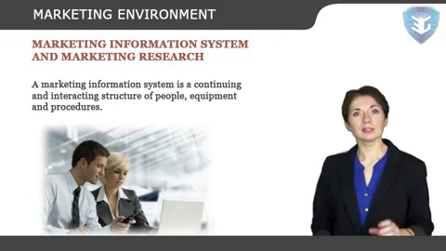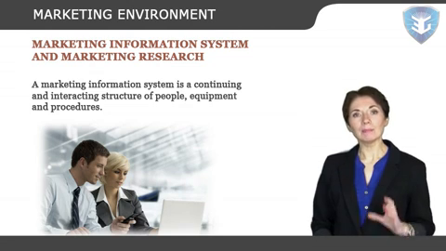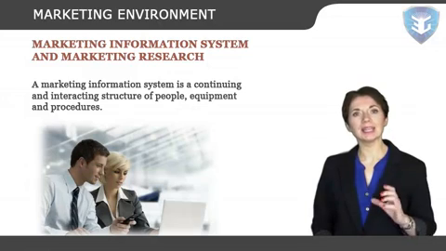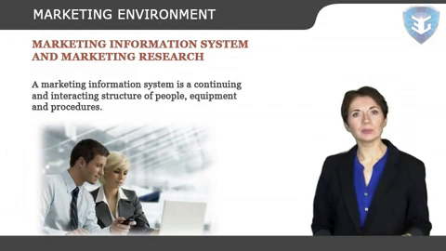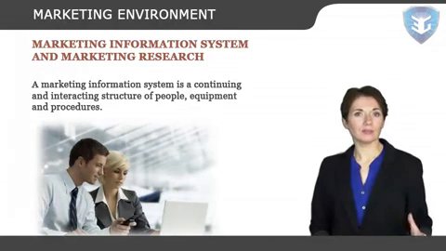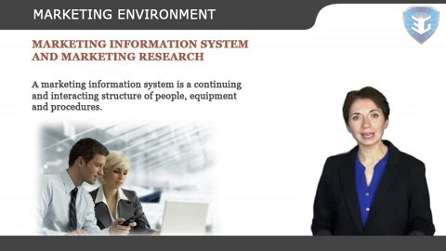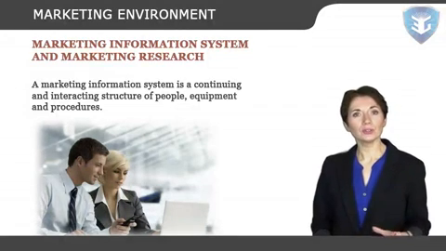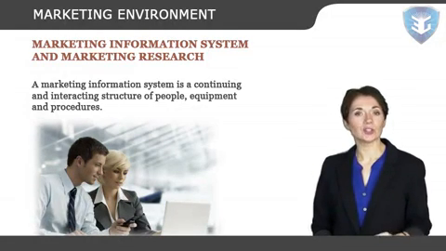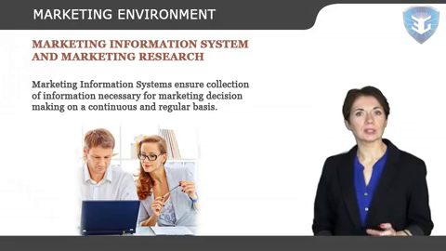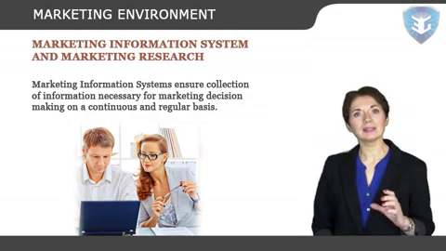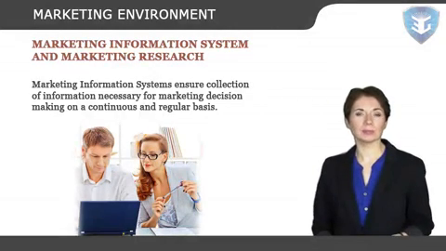Now we will discuss the marketing information system and marketing research. A marketing information system is a continuing and interacting structure of people, equipment, and procedures to gather, sort, analyze, evaluate, and distribute pertinent, timely, and accurate information for use by marketing decision makers to improve their marketing planning, implementation, and control. Marketing information systems ensure collection of information that's necessary for marketing decision-making on a continuous and regular basis.